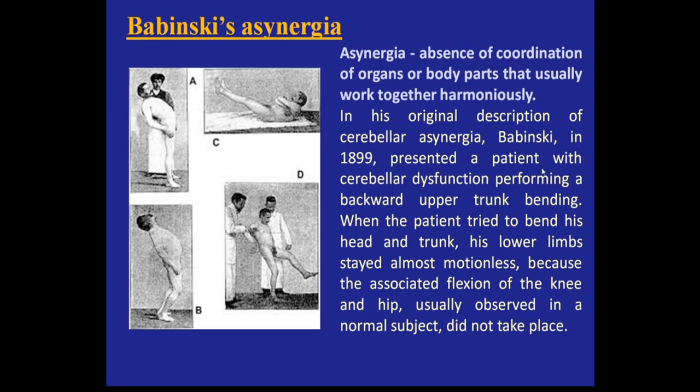In his original description of cerebellar asynergia, Babinski in 1899 presented a patient with cerebellar dysfunction performing a backward upper trunk bending. When the patient tried to bend his head and trunk, his lower limbs stayed almost motionless because the associated flexion of the knee and hip, usually observed in normal subject, did not take place.